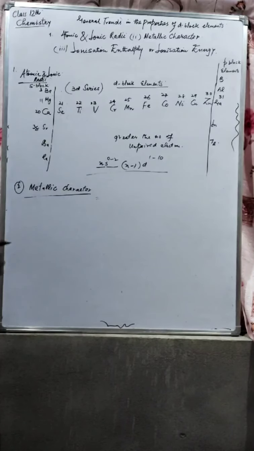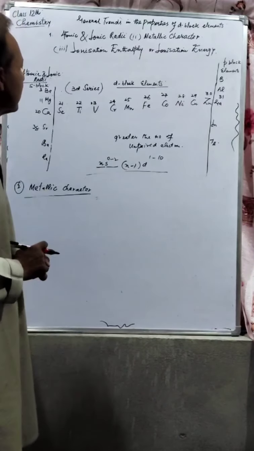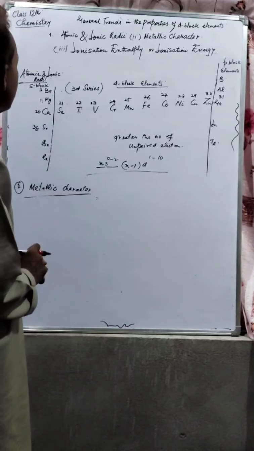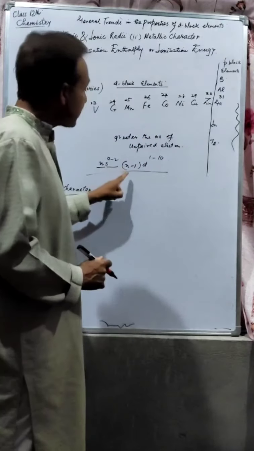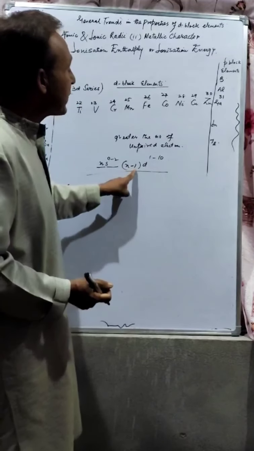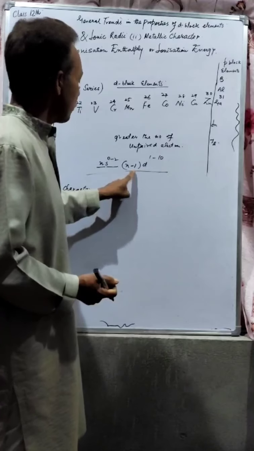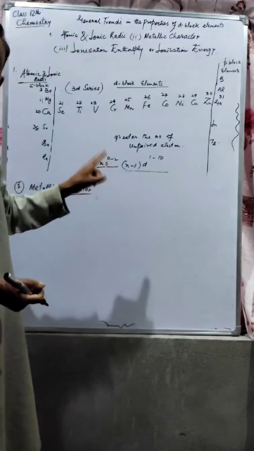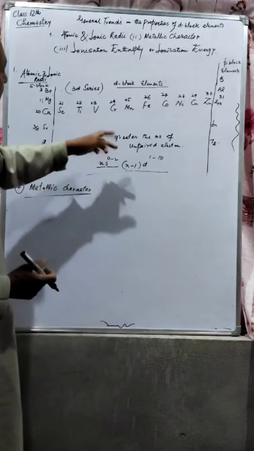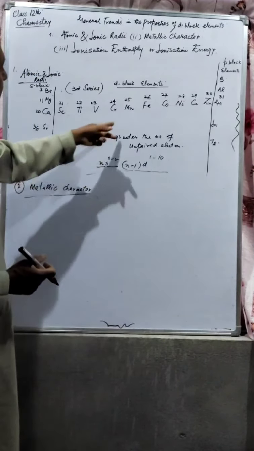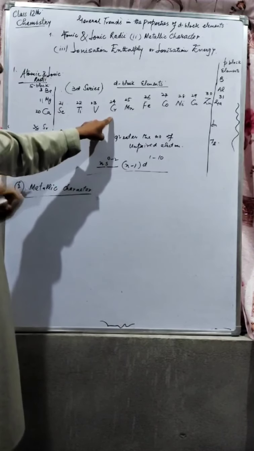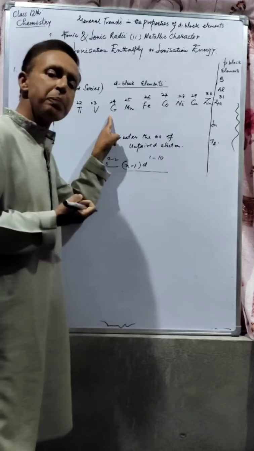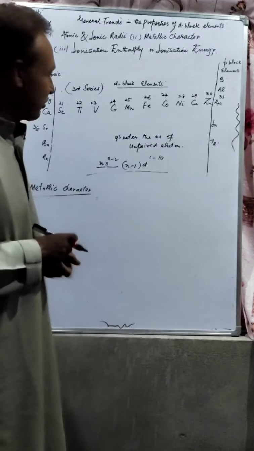This is why the manganese, and lesser the number of unpaired electrons, weaker is the bonding, because in case of maximum number of the unpaired electrons, bonding is strong because there is maximum overlapping of these unpaired electrons.